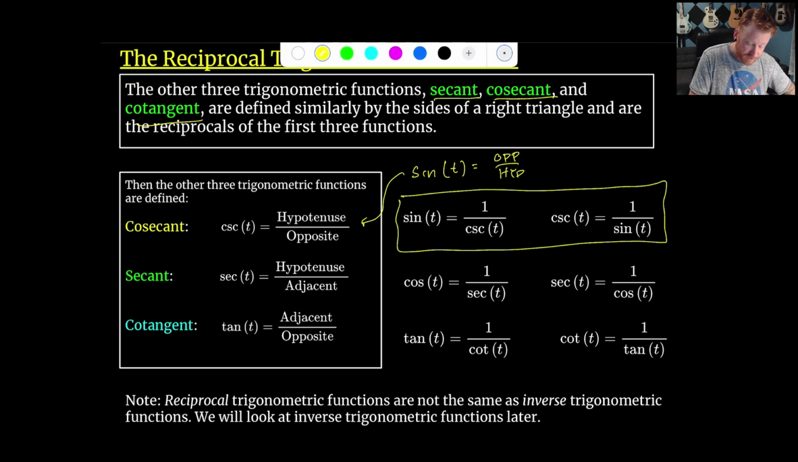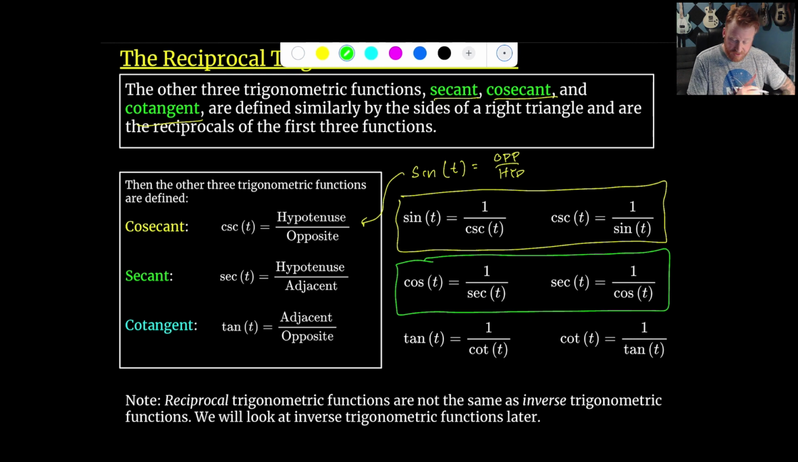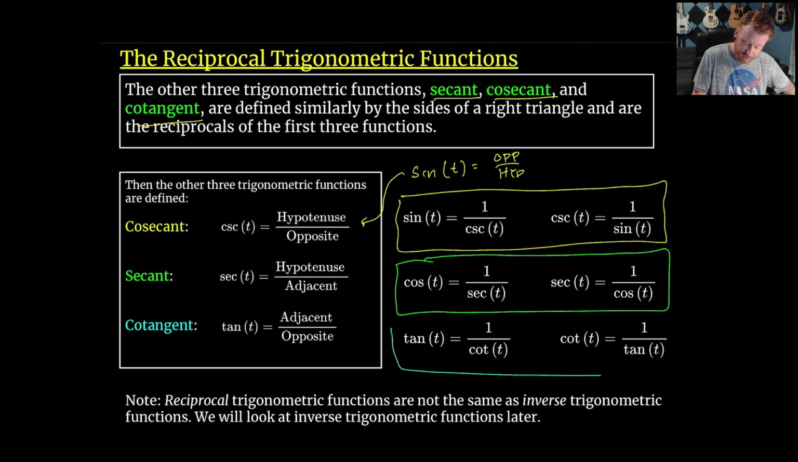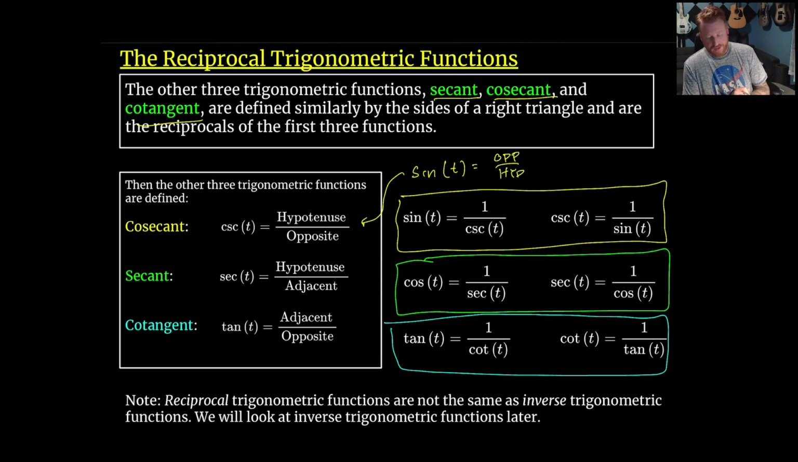And then we notice here that the cosine is just the reciprocal of the secant, or the secant is the reciprocal of the cosine function, and then the cotangent and the tangent are reciprocals of each other. That's the only one that kind of makes sense in terms of their names, that the tangent and the cotangent are reciprocals. You would think that maybe the secant and the cosecant would be reciprocals, but they are not. They are tied to the sine and cosine.